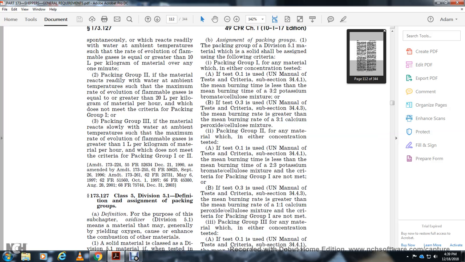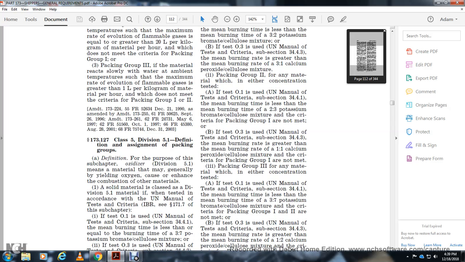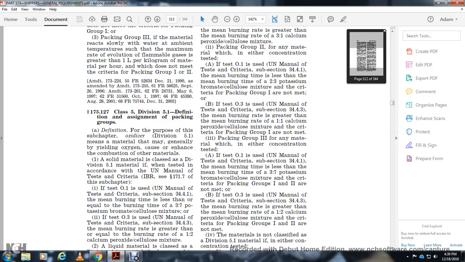Packaging group 3: any material which, in either concentration tested, in test O.1 of the UN Manual of Tests and Criteria, subsection 34.4.1, has a mean burning time less than the mean burning time of a 3:7 potassium bromate cellulose mixture, and the criteria for packaging groups 1 and 2 are not met. Or in test O.3, subsection 34.4.3, the mean burning rate is greater than the mean burning rate of a 1:2 calcium peroxide cellulose mixture, and the criteria for packaging groups 1 and 2 are not met.